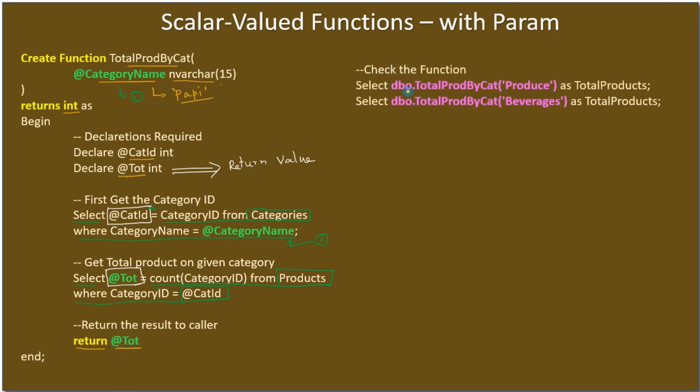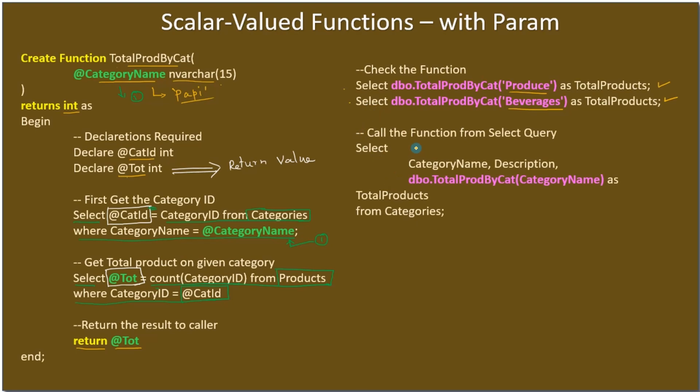And to use this, we can go with select dbo.total prod by cat. That's our function name. And if you see here, we are passing the category produce, and this will tell you how many products are there in this specific category produce. Similarly, here we are using beverages as the test category, so this will tell how many products are present in the beverages category. Here we are using the select statement for testing purposes, and you can use this in a script also.